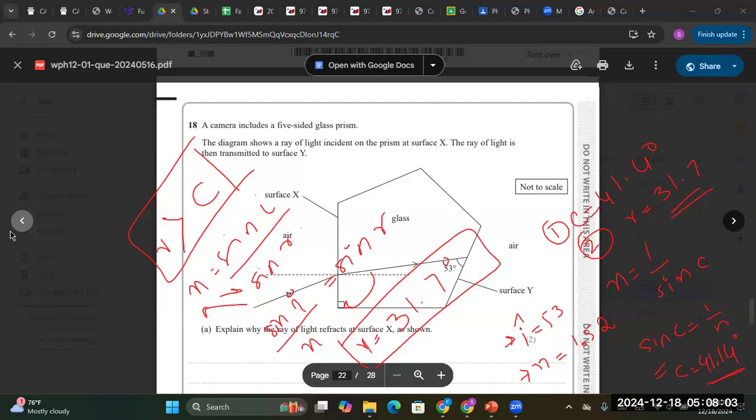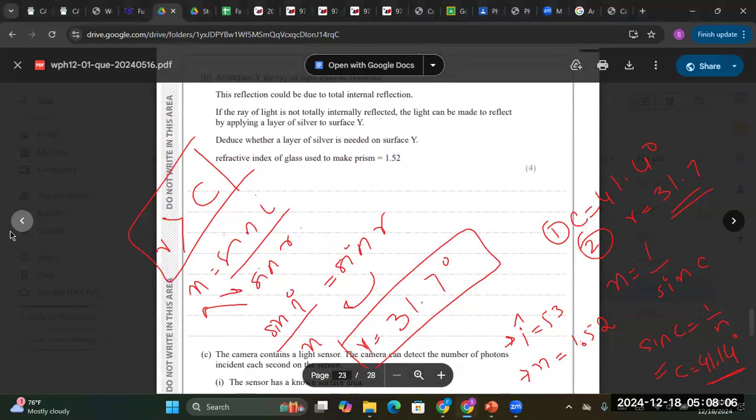So what are we going to write in the exam question? They said deduce whether a layer of silver is needed. So yes, a layer of silver is needed because otherwise total internal reflection will not happen. Okay. So what were the steps? First you find the critical angle, then you find the angle of refraction, and then you figure out which one is bigger and if total internal reflection will happen or not. So it will not happen. That's it. Your question is now solved, and it was for 4 marks.